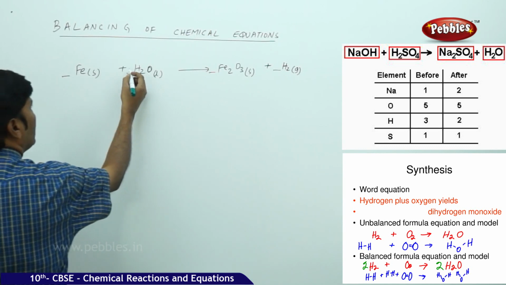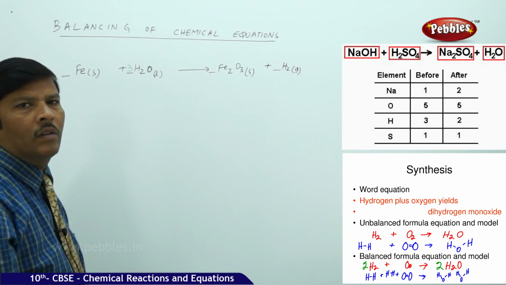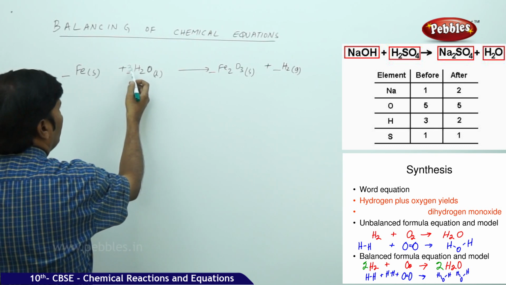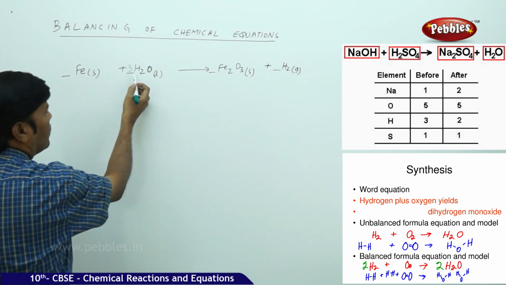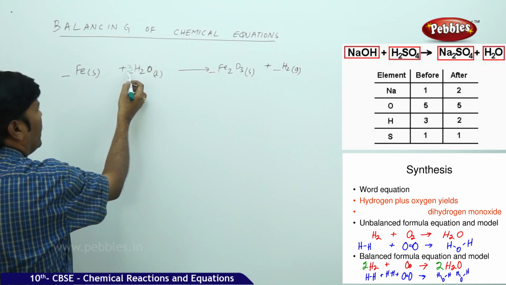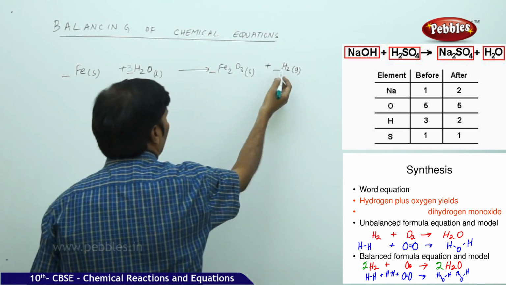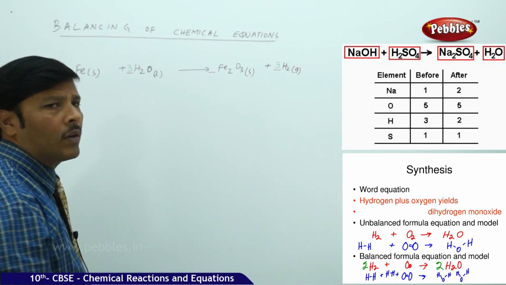Here we have only one oxygen. So the first thing I am going to do is place a molar coefficient 3 beside water. This 3 is not only balancing the number of oxygens, it is also balancing the number of hydrogens. By marking 3 as a molar coefficient beside water, you are increasing the number of hydrogens from 2 to 6, but here we have only 2 hydrogens, so mark 3 here as a molar coefficient.